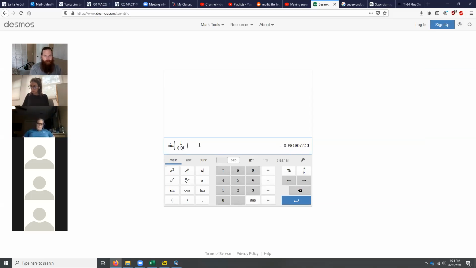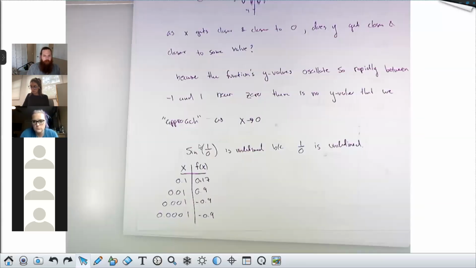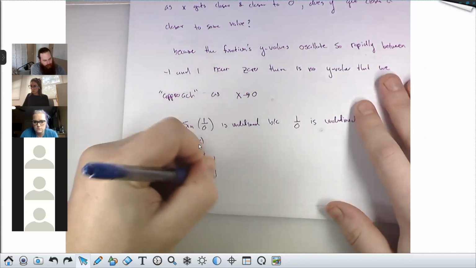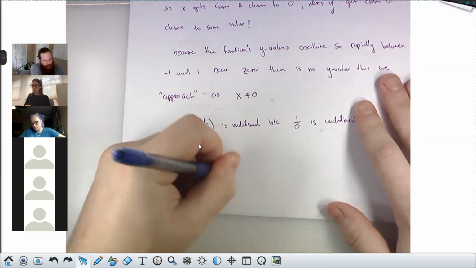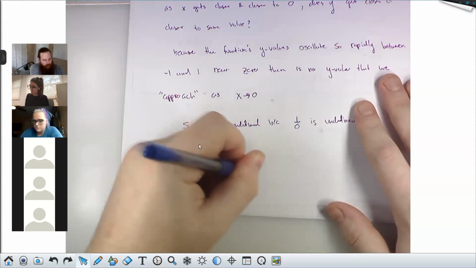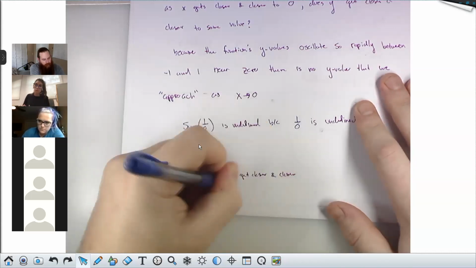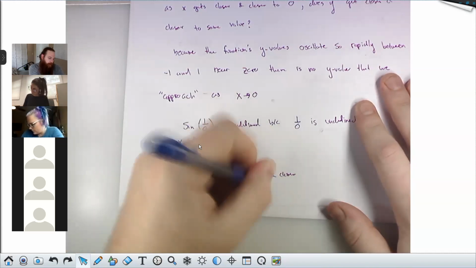Definitely if you plug in 0, it's undefined. And if you try to sneak up on 0, what you won't find is a nice pattern. We're running into rounding errors there. But if you build this table, what you'll notice is that these y values don't follow any nice pattern. They don't get closer and closer to any particular number.